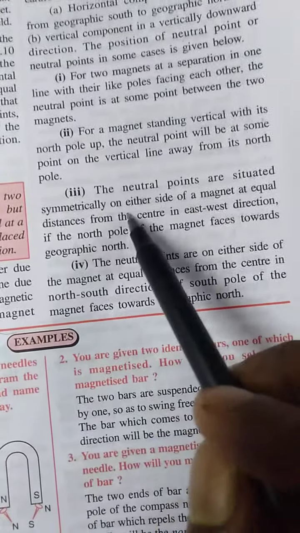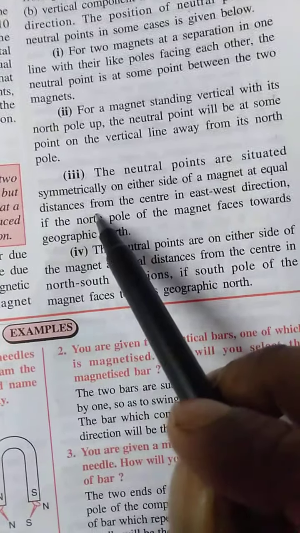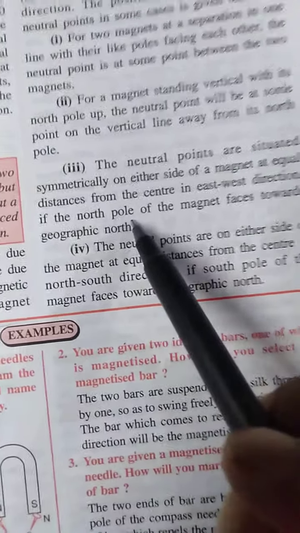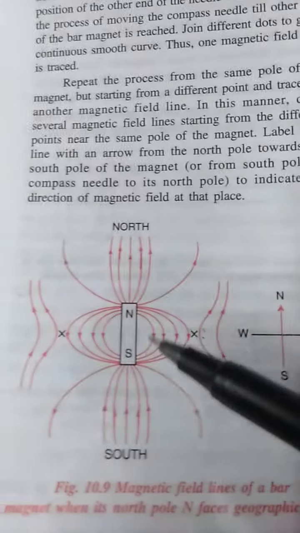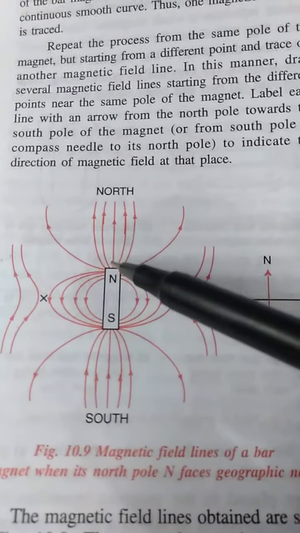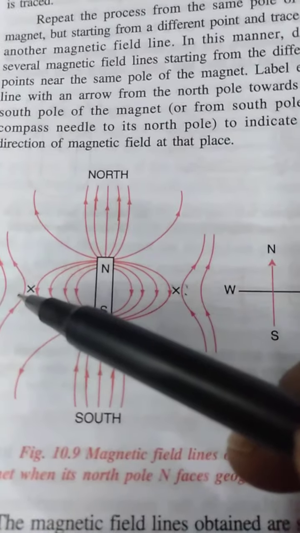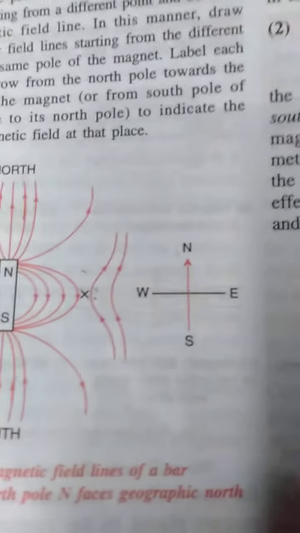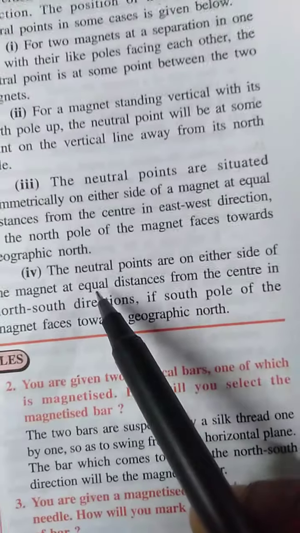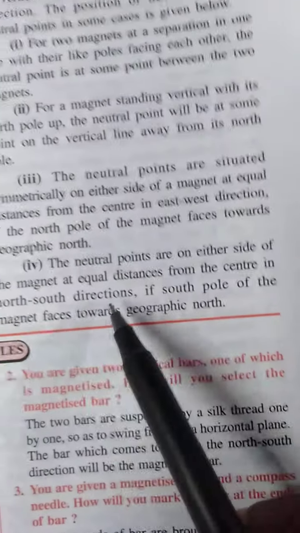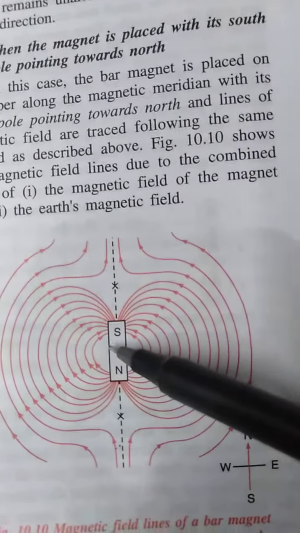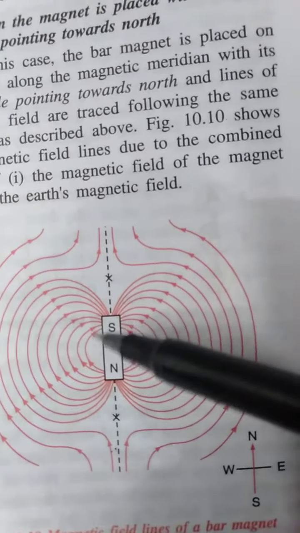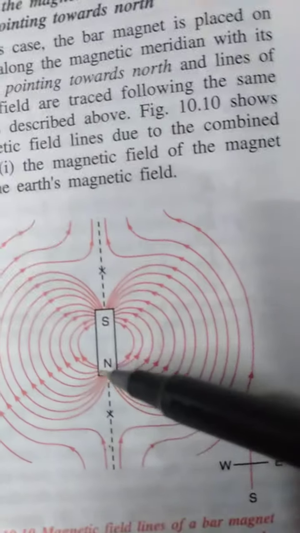neutral points are situated symmetrically on either side of a magnet at equal distances in the east-west direction if the north pole is facing towards the geographical north. If I place the north pole facing towards north, then the neutral points will be in the east-west direction. And the fourth point is that the neutral points are on either side of the magnet in the north-south direction if the south pole is towards north. This is the fourth point's explanation, this diagram. If I place the reverse case, the south pole towards north, then the neutral points will be in the north-south direction.